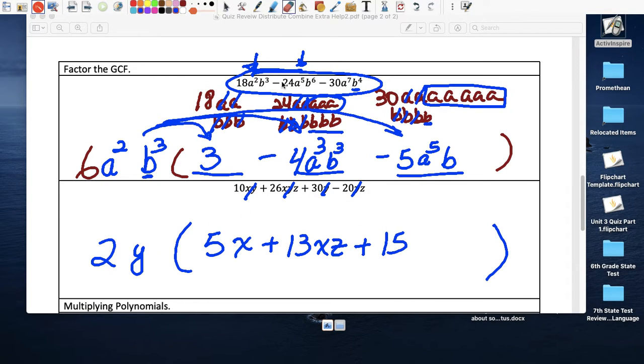And that's going to, let me erase this. That's going to give me 30, right? 2 times 15 is 30, and then the y tags along, and we're good. And then 2 times what is 20 would be 10, and then y times what would give me yz would be just z, because we don't need to do a y here.